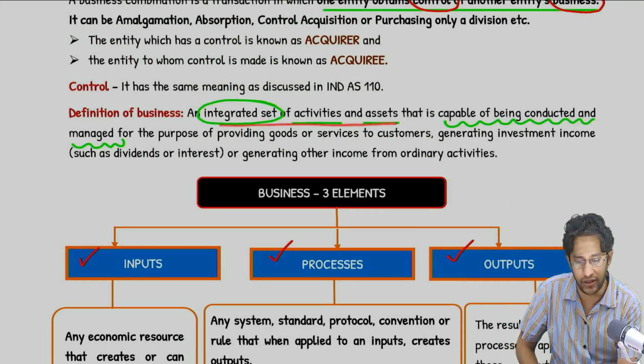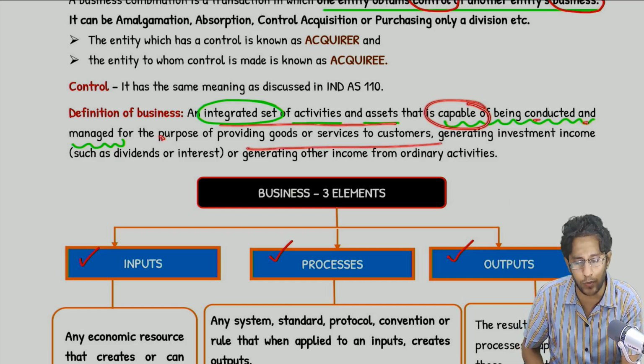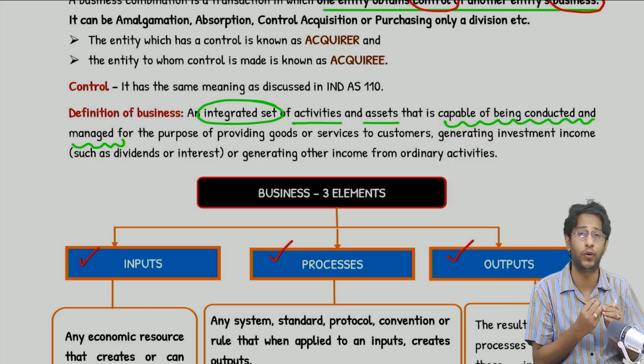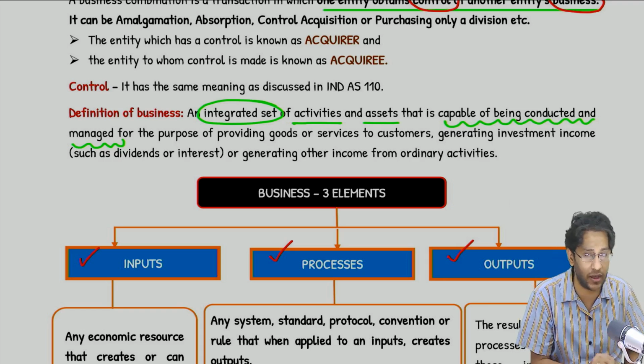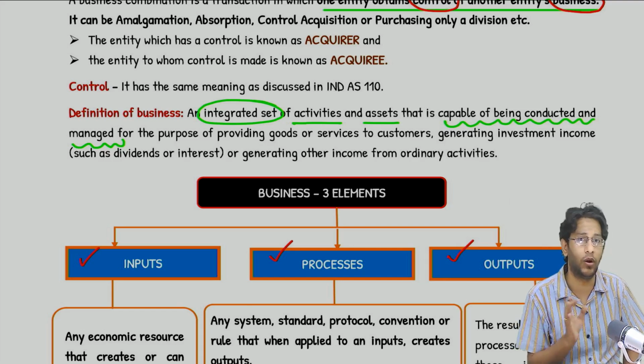Now here, from the definition, you observe: integrated set of activities and assets that are capable of being conducted and managed in such a way that some output is generated. That means, is output mandatory? Is output compulsory? Output is not mandatory. The capability of generating output is to be there, but as such, generating output is not a mandatory criterion to qualify the definition of business.